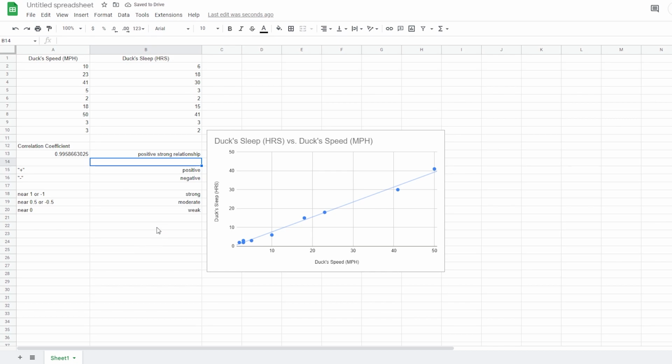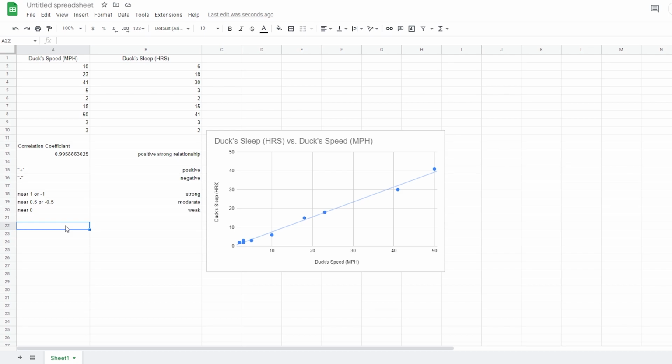So you guys can make a statement out of this. According to our correlation coefficient, 0.996, we have a positive, strong relationship between speed and sleep. So what does this exactly tell us, okay? Well, what does positive and negative mean, okay? We know that strong relationship means that they do correlate, right? It means that they correlate well. That means that sleep has an impact on speed or vice versa, right?